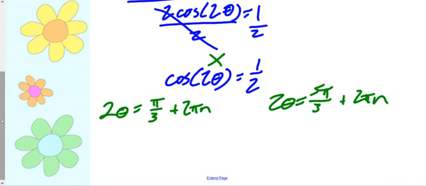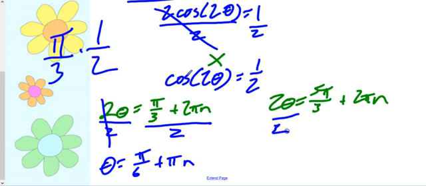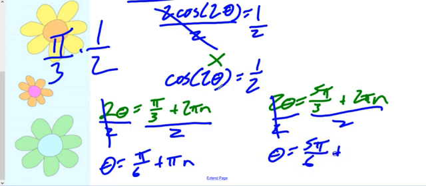All right. So now we're going to divide both sides by 2 because we want to isolate theta. Now, when you divide pi over 3 by 2, it's like multiplying by 1/2. So you're going to get pi over 6. And then 2 pi n divided by 2 is just pi n. Do the same thing over here. Divide by 2. You get theta equals 5 pi over 6 plus pi n.